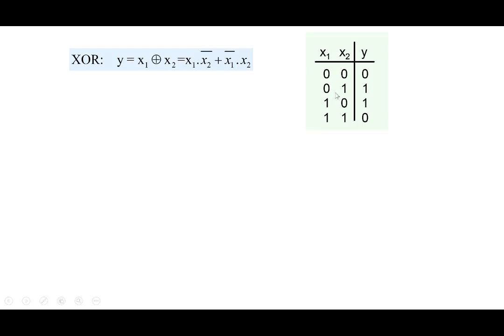And similarly, we can see that y is equal to 1 when only one variable takes the value 1. If both variables are 0 or if both variables are 1, then the output y is equal to 0 here. So that's an XOR gate here.